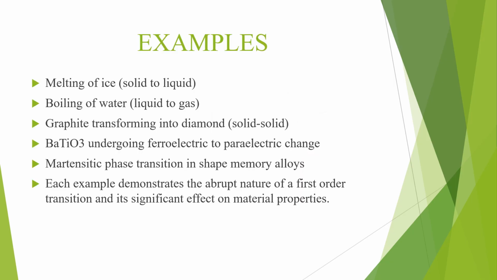The examples of first order transitions are melting of ice, solid to liquid, boiling of water, liquid to gas, graphite transforming into diamond, solid to solid, BaTiO3 undergoing the ferroelectric to paraelectric change, martensitic phase transition in shape memory alloys. Each example demonstrates the abstract nature of the first order transition and its significant effect on the material properties.